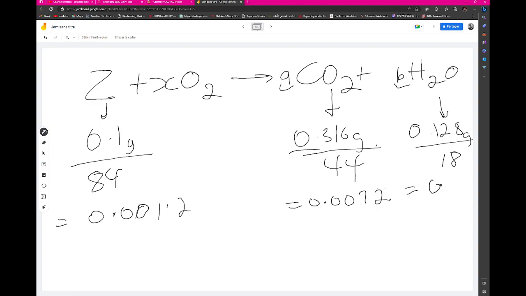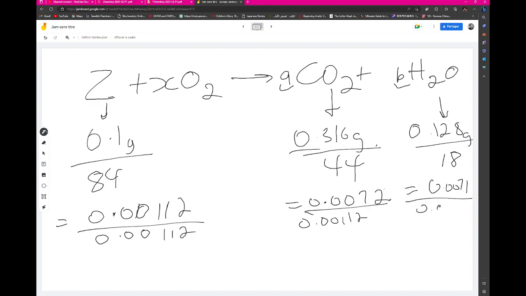And this will give us 0.0071. Remember what we do for empirical formula, right? We divide by the smallest, right? So we're going to divide each by 0.00112. What we're going to get here is 1.